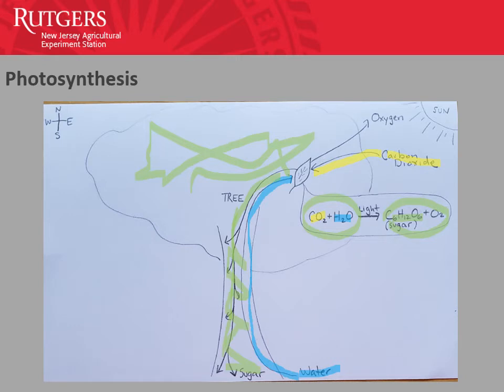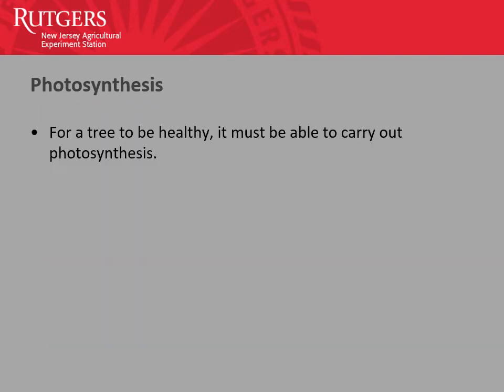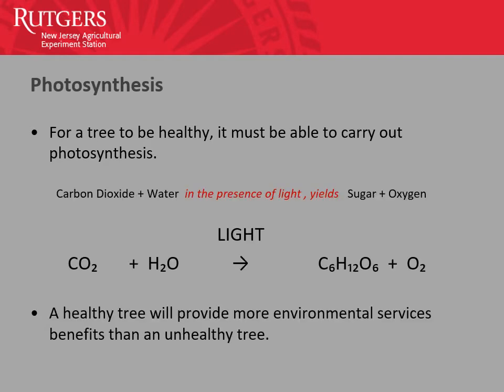And in addition to the sugars that are created through photosynthesis, there is also this byproduct of oxygen that is then released back into the atmosphere. For a tree to be healthy, it must be able to carry out photosynthesis. That's how it makes its food.